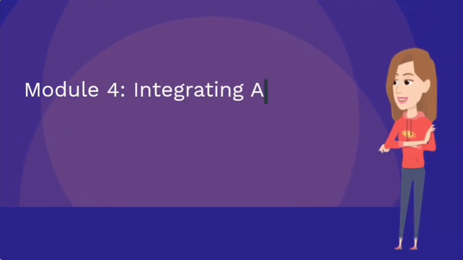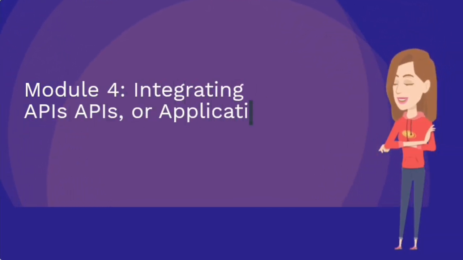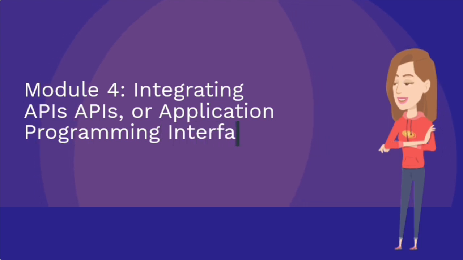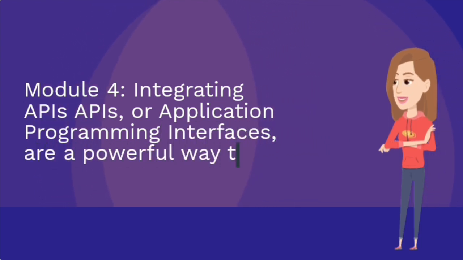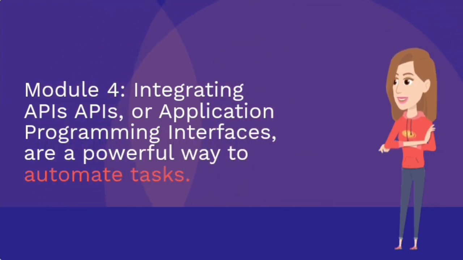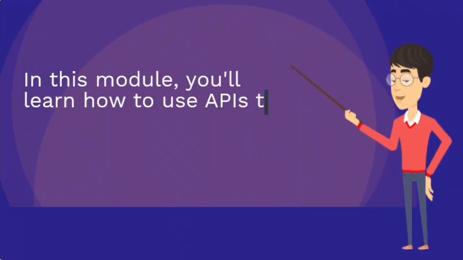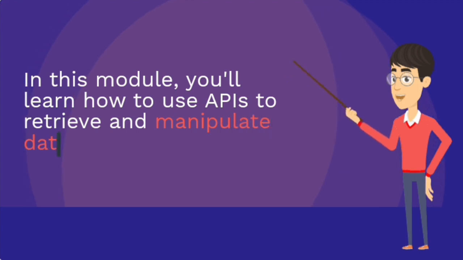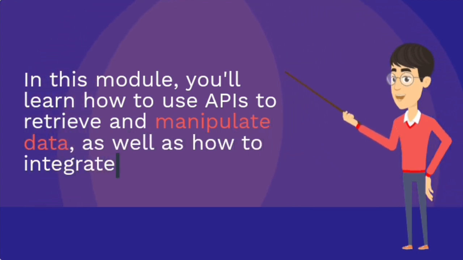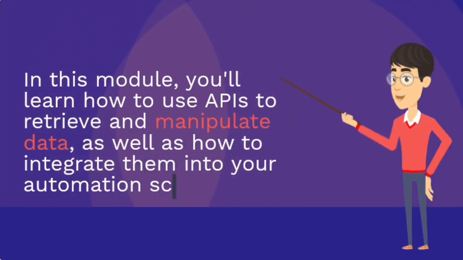Module 4. Integrating APIs. APIs, or application programming interfaces, are a powerful way to automate tasks. In this module, you'll learn how to use APIs to retrieve and manipulate data, as well as how to integrate them into your automation scripts.